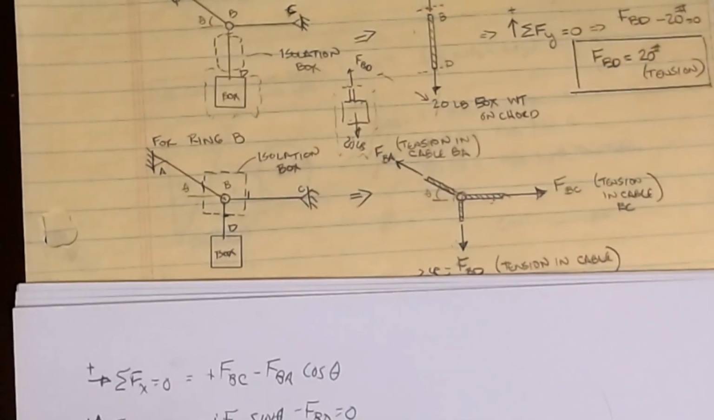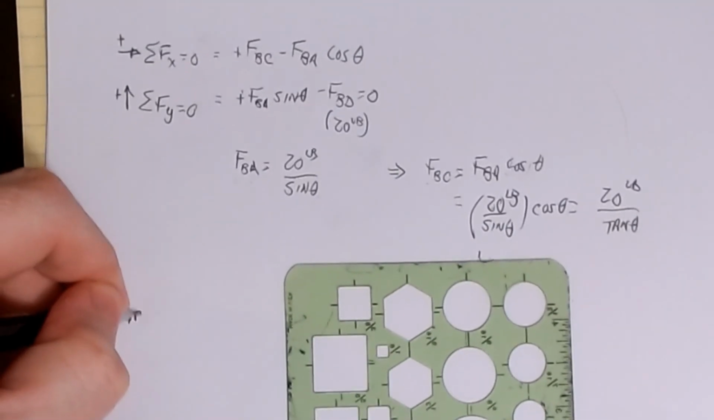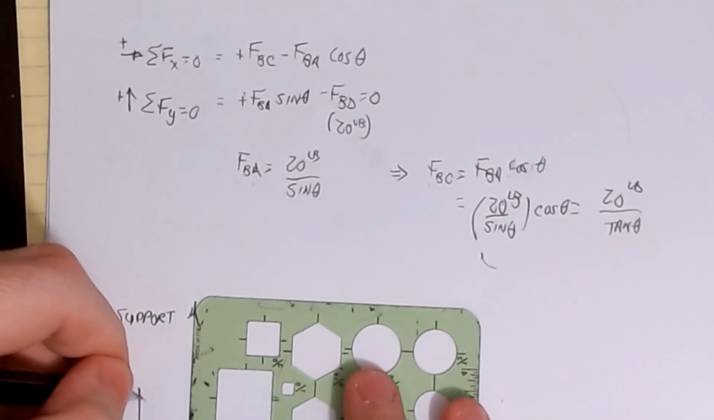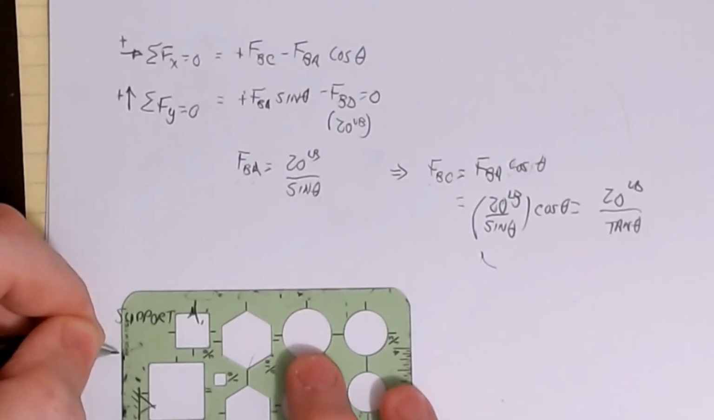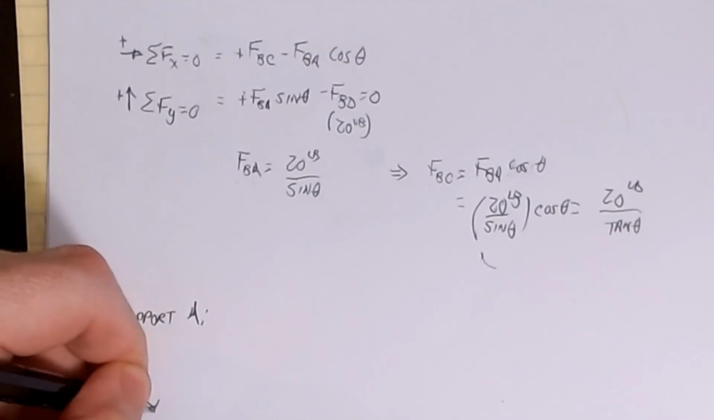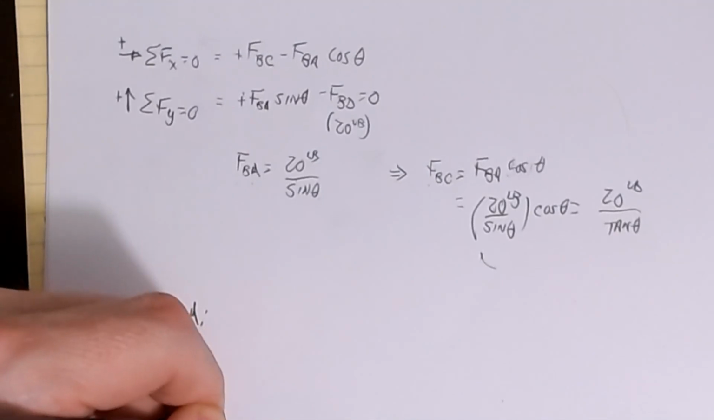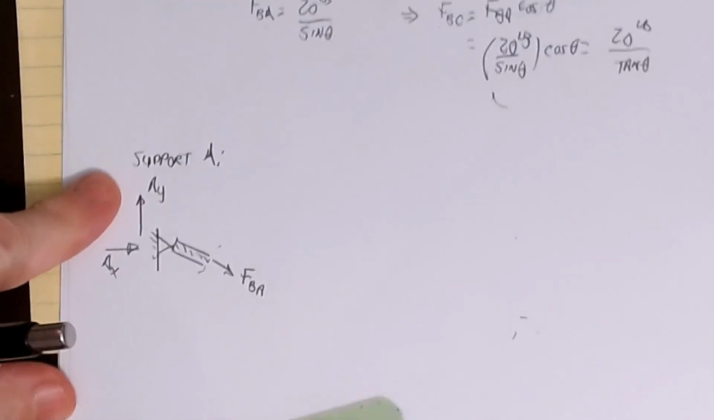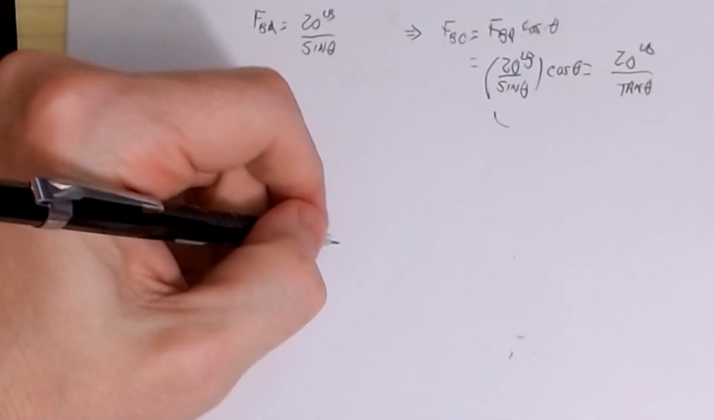Once I have those, now I can go up and look at support A in this example. So here was my support reaction. We said in the original picture there was an AY, and here was an AX, and here's my rope. But now we're looking at the other side of the cut. So this would be my force FBA on the rope. It's in tension, so it has to be pulling on my rope segment. Looks something kind of like that. And again, this is the angle theta, right?